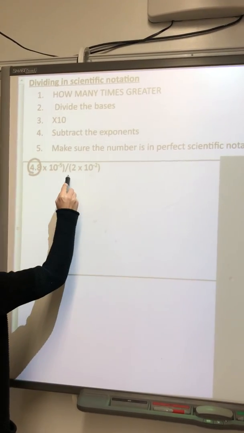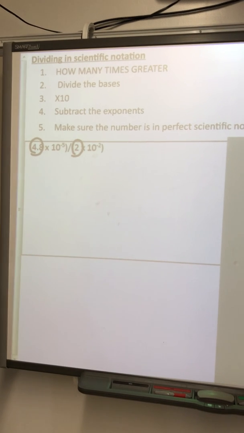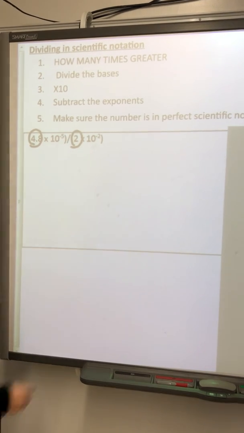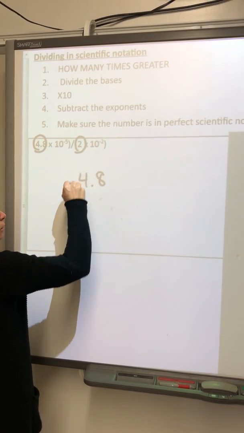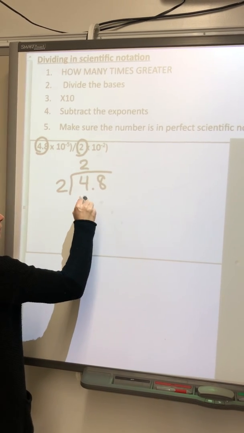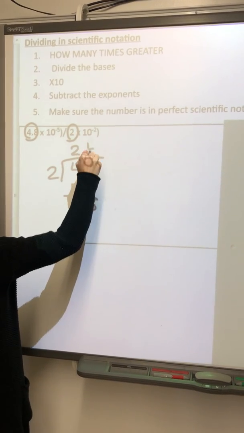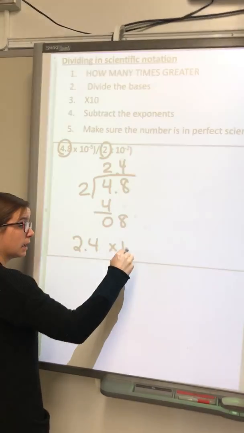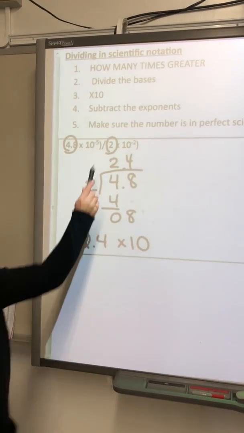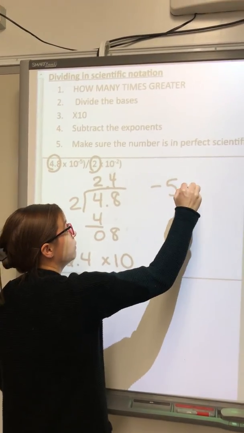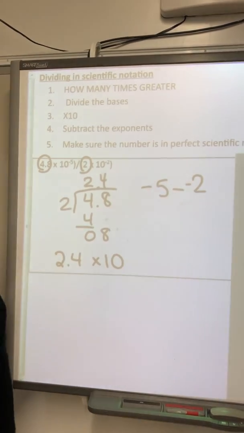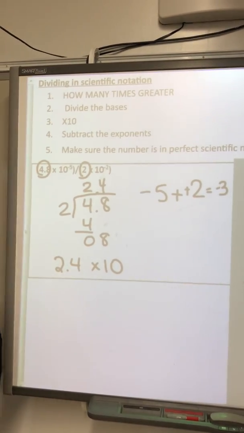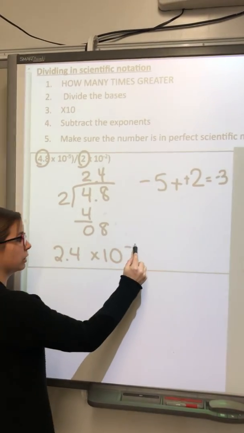Here are my bases. 4.8 times 10 to the -5th divided by 2 times 10 to the -2nd. My bases are 4.8 and 2, so I'm going to divide them first. 4.8 divided by 2. I get 2.4, so that's my base. Times 10, and when I divide, I subtract my exponents. So -5 minus -2 is -3. So 2.4 times 10 to the -3rd.